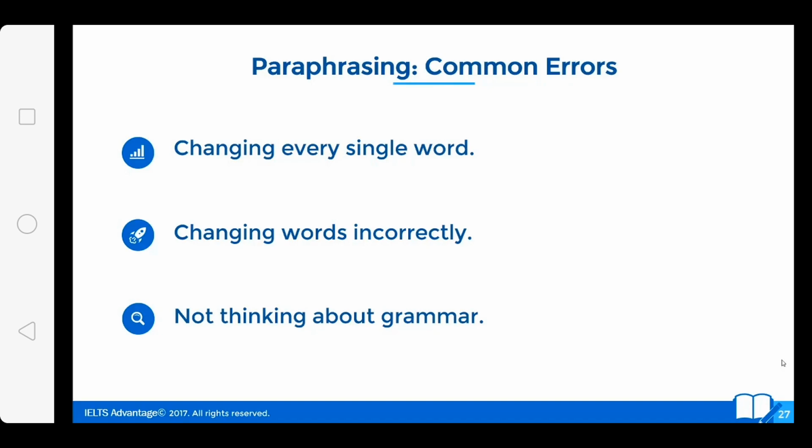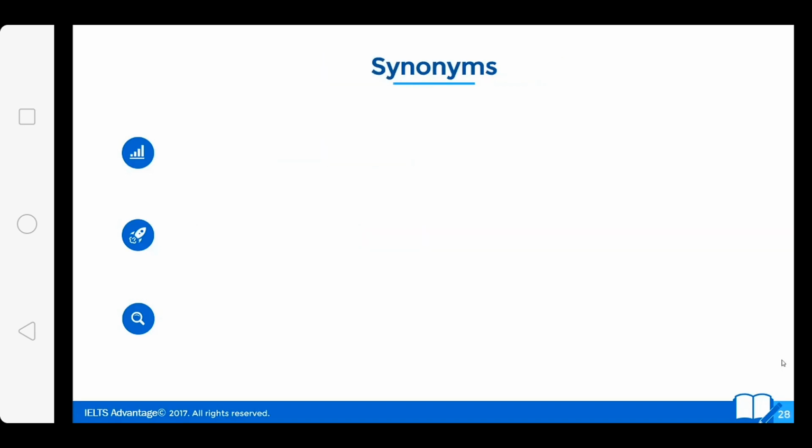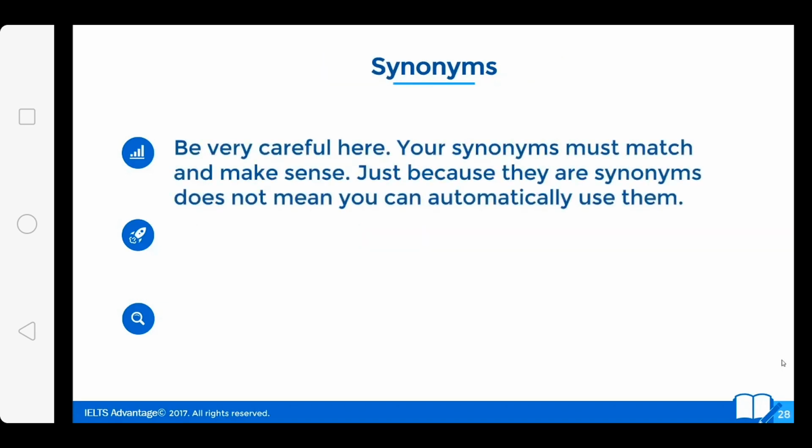For many of you, it's not that you have problems with vocabulary and grammar, it's because you have been taught silly rules like you cannot ever repeat a word, and that's causing you to get a low score because you're making so many mistakes as a result. So let's think about synonyms. Be very careful here. Your synonyms must match and make sense. Just because they are synonyms does not mean you can automatically use them.